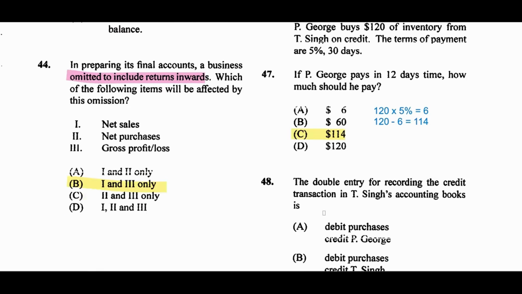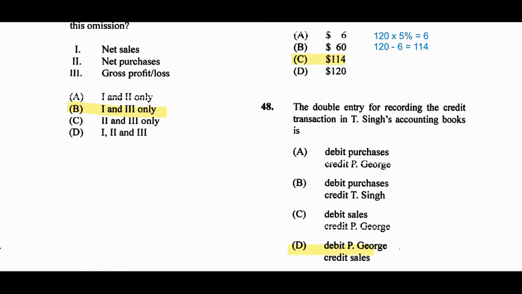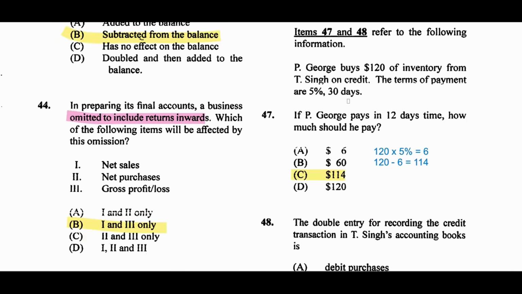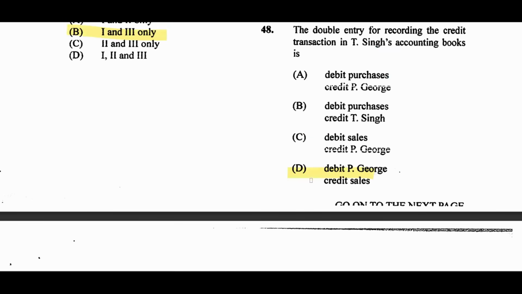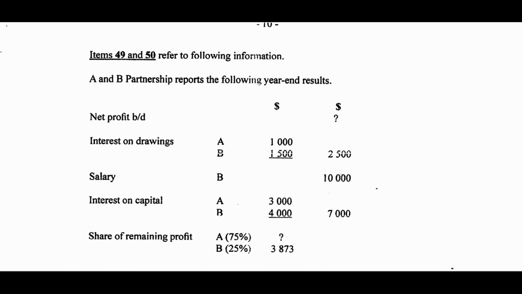C. Alright, question 48. The double entry for recording the credit transaction in T-Sing's books should be. Okay, so come back to the same data. Recording it in T-Sing's books. If T-Sing is selling goods on credit to P. George, you normally debit P. George and credit T-Sing's sales account. Therefore, the answer should be D, guys. There we go. Moving on to question 49.